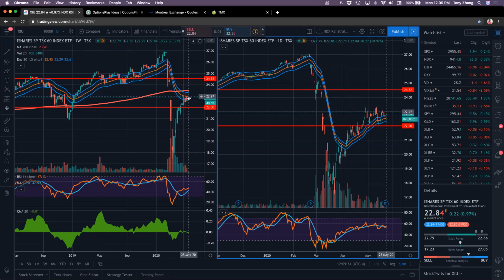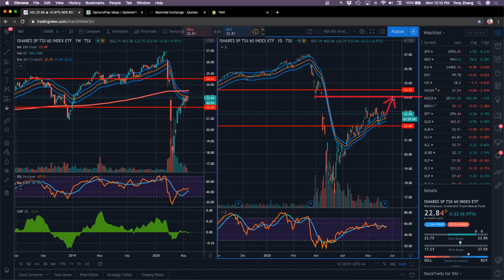And as you can see, you have the 20-week moving average at about 23, and then you have the 200-week moving average at about 23.50. So you have some major resistance levels here at 23 and 23.50. 24 is really the gap fill for this, when the market gapped lower from 24 all the way down to below 23. You have multiple gaps. The first one was filled. The second one still remains unfilled.